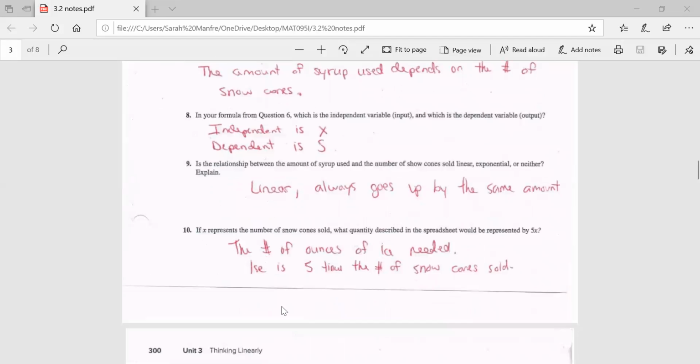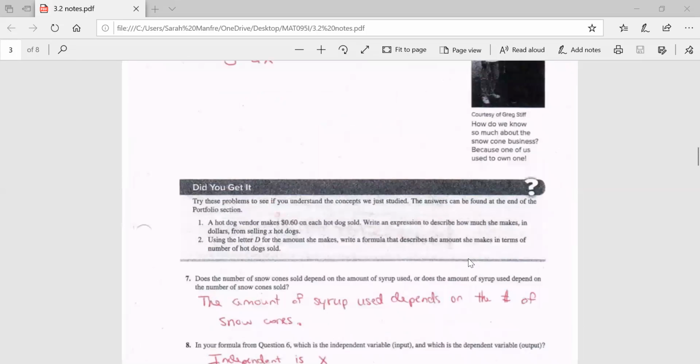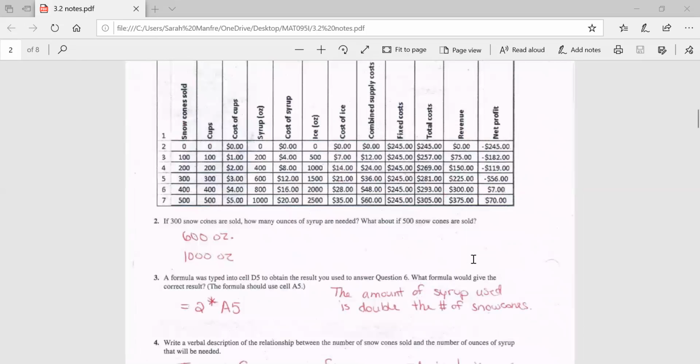And it says, question 10, if x represents the number of snow cones sold, what quantity described in the spreadsheet would be represented by 5x? So 5x means we're taking the number of snow cones sold and multiplying it by 5. So if we go back up to the spreadsheet that was originally given, we have to look which of these numbers is 5 times the initial amount of snow cones.